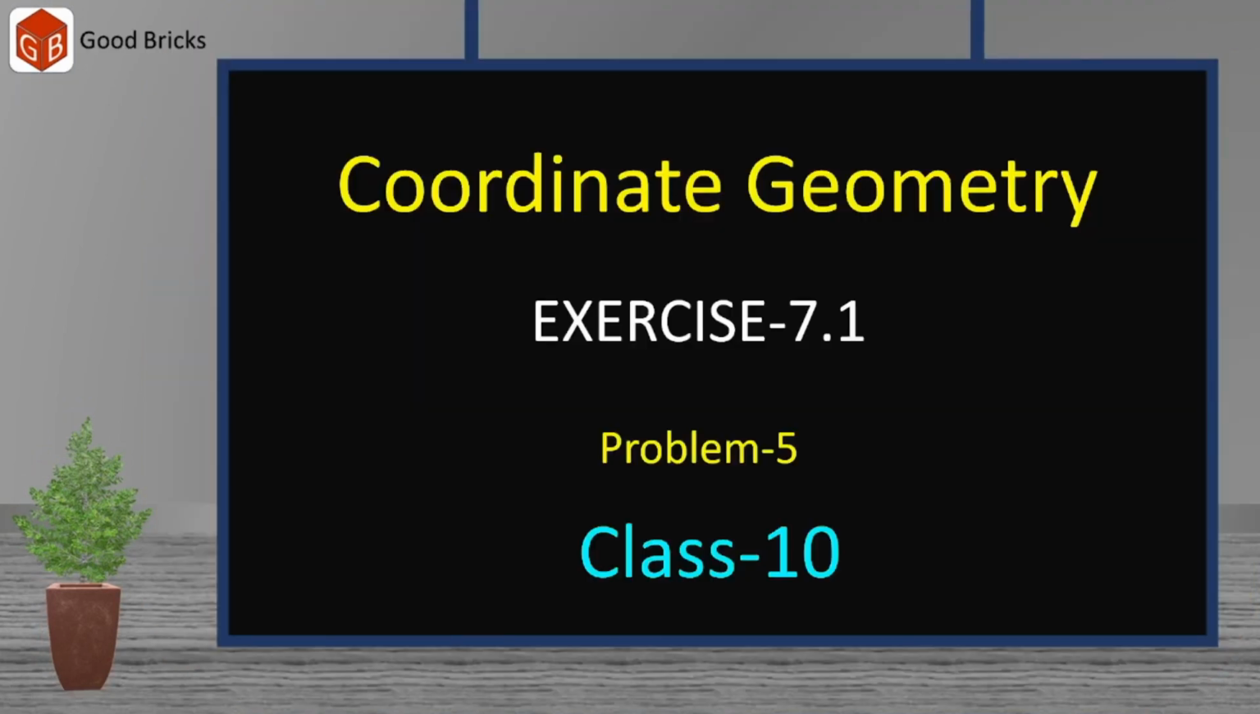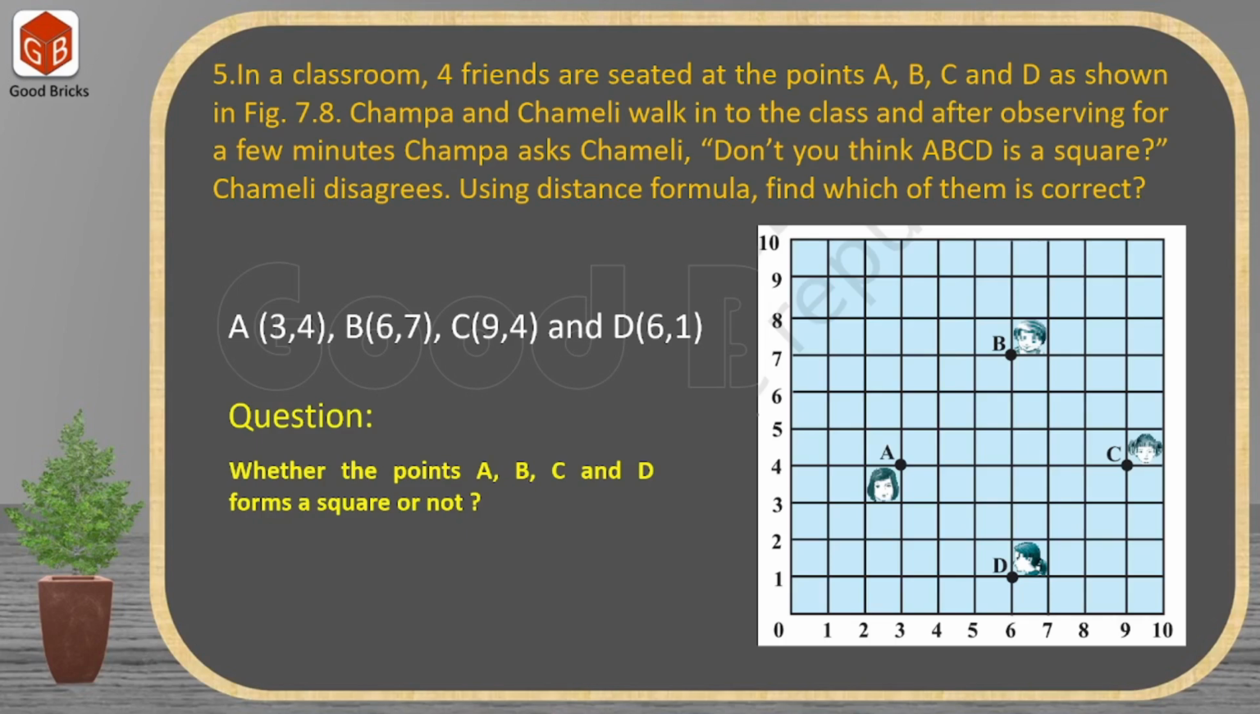Let us now solve problem 5. In this problem, there are 4 students sitting in a classroom, and after some time 2 students from outside come. Who are they? Champa and Chameli. Then Champa says these 4 students are forming a square. That is what Champa says. Then Chameli says no. Now the question is whether these 4 points A, B, C, D form a square or not.